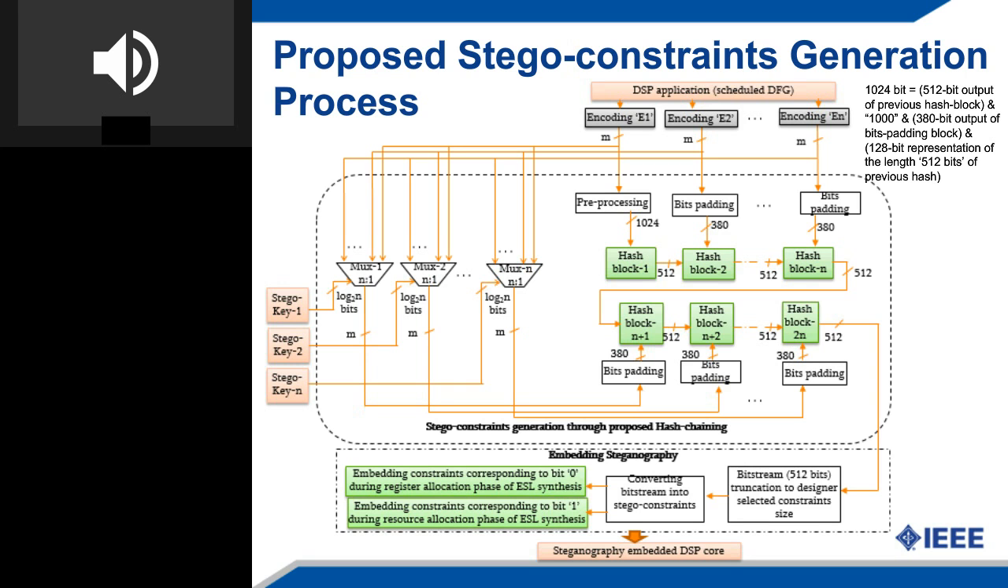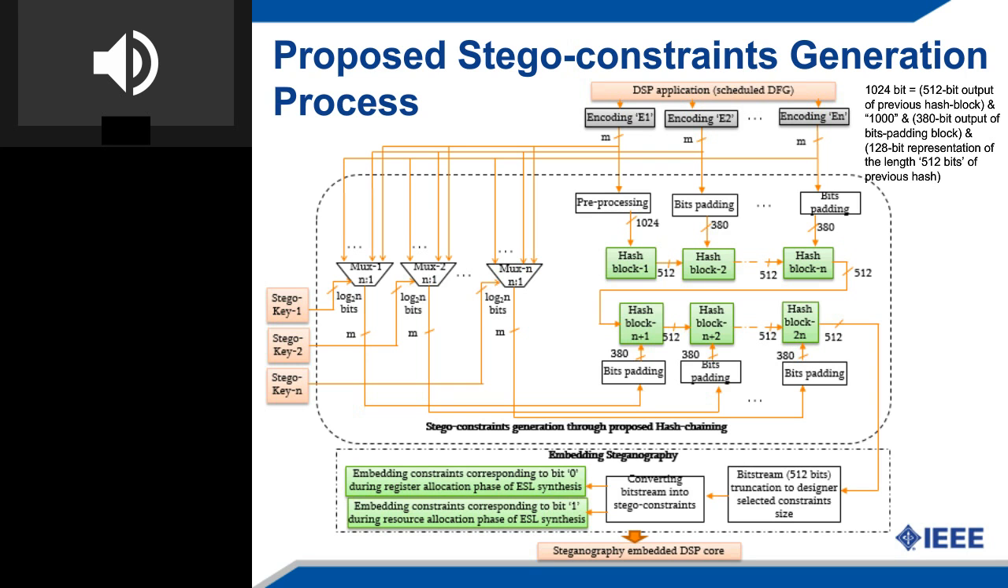The only difference is in case of hash block number twice n, the bit padding information is coming from the output of the multiplexers, whereas in case of the regular hash blocks, the input of the hash block was coming directly from the output of the bit padding, where bit padding was not controlled through the multiplexer or through the stego keys of the multiplexer. It was directly coming from the respective encoding algorithm. So that is the difference between a regular hash block and a key-driven hash block that you see here.